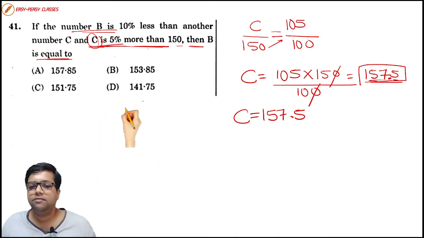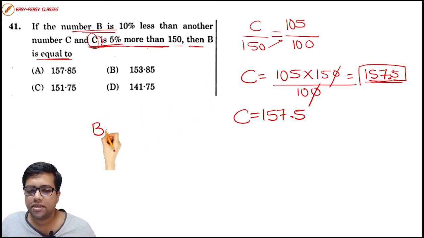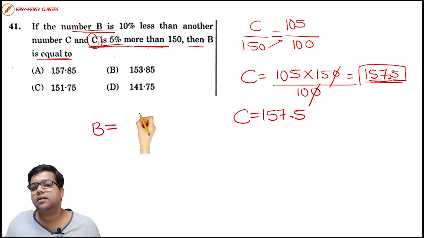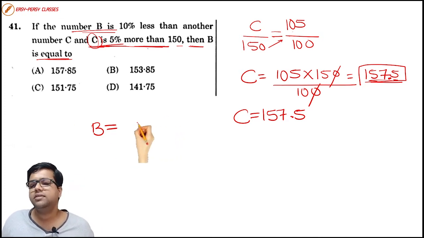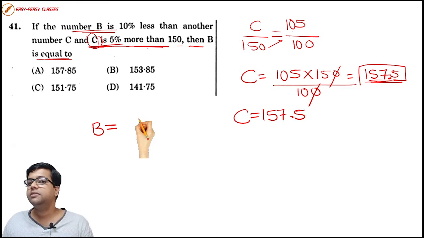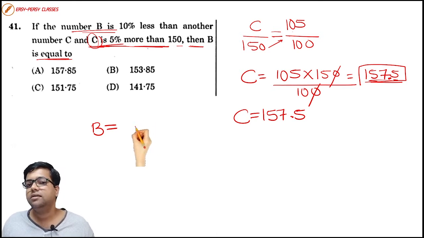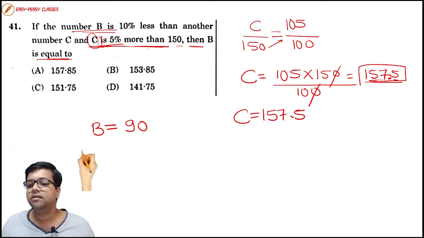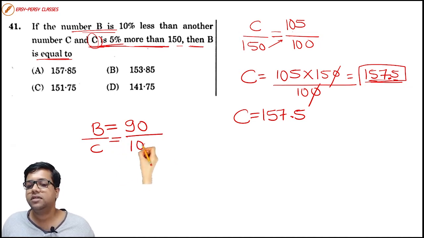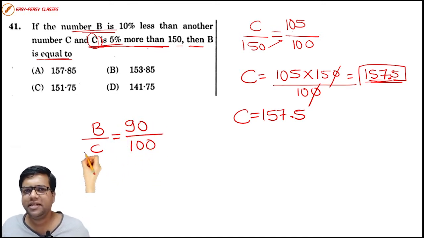Now again with the same logic, what they have said is B is 10% less than the number C. So B is 10% less means, percent means 100, you know. 10% less than C means 10% less than 100, that becomes 90, right? Then C is 100%. If C is 100%, B is 10% less than C. That means B becomes 90.